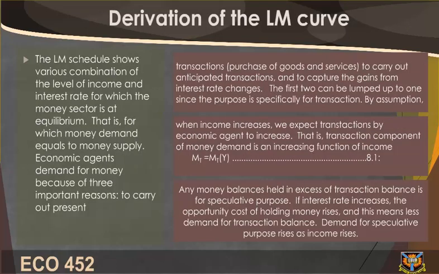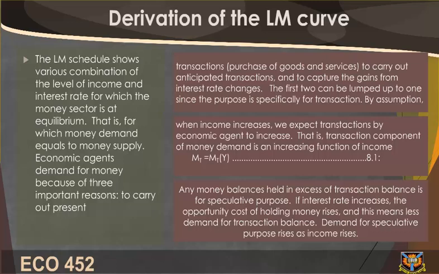Derivation of the LM curve. The LM schedule shows various combinations of the level of income and interest rate for which the money sector is at equilibrium, that is, for which money demand equals money supply. Economic agents demand money for three important reasons: to carry out present transactions, purchase of goods and services, to carry out anticipated transactions, and to capture the gains from interest rate changes.